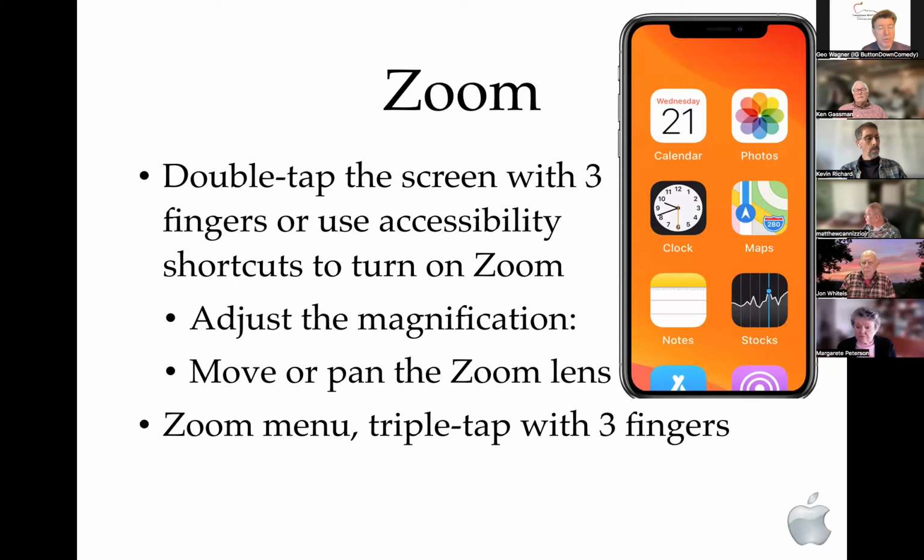it's personal preference. Say, George, I've got my iPhone in the zoom mode now. How do I get out of the zoom mode? 3 fingers, double tap. It's a toggle.